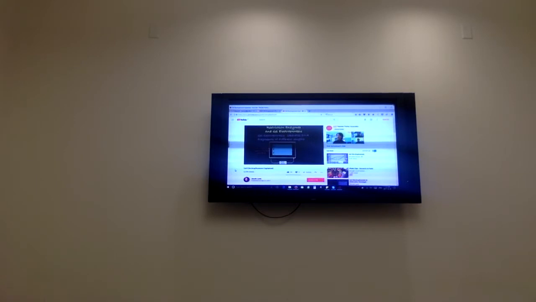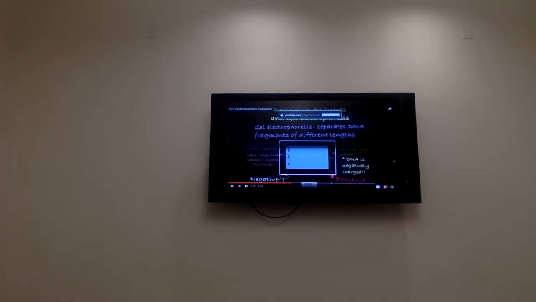We then apply an electric field that has a negative pole on the side of the gel with the wells and a positive pole on the other side of the gel. We should remember that DNA is negatively charged due to the phosphate groups in its backbone. When the electric field is applied, the current is running through the buffer. The negatively charged DNA fragments move away from the negative pole toward the positive pole through the agarose gel. In this process, the larger the DNA fragment, the slower it moves, causing the fragments to separate based on their size as they travel.